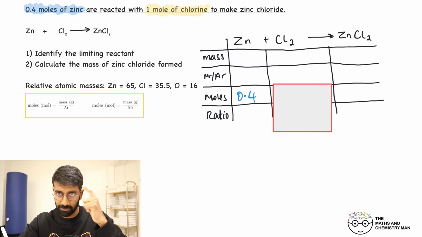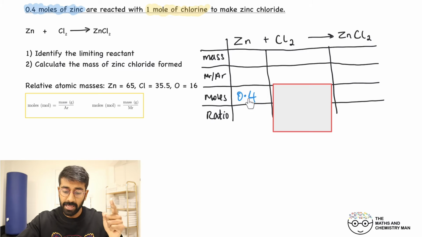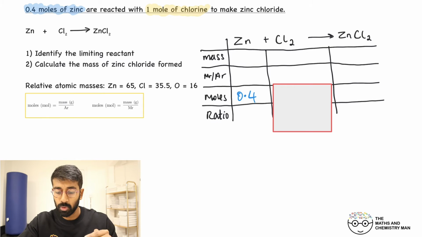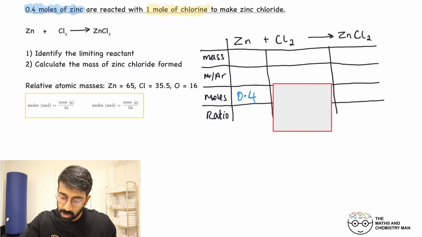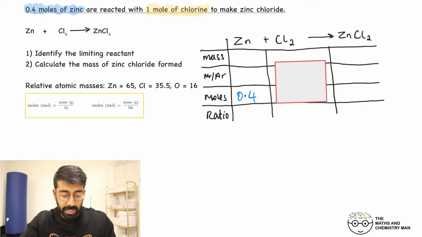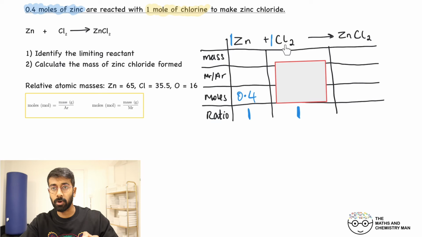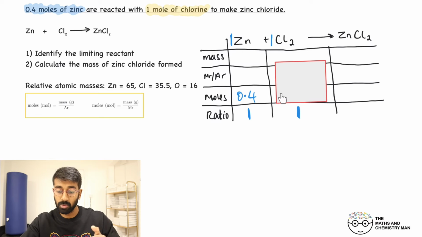Now, why have I done this? Think real carefully. If we're using 0.4 moles of zinc, and we look at the ratios in this reaction, remember, the ratio is the numbers in front of the species. There is a 1 in front of the zinc and a 1 in front of the chlorine. So I can put a 1 here and a 1 here. What does this tell me? This tells me that 1 mole of zinc is going to react with 1 mole of chlorine. So the moles here need to be the same in order to react.